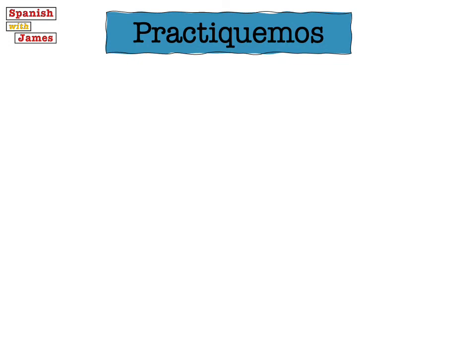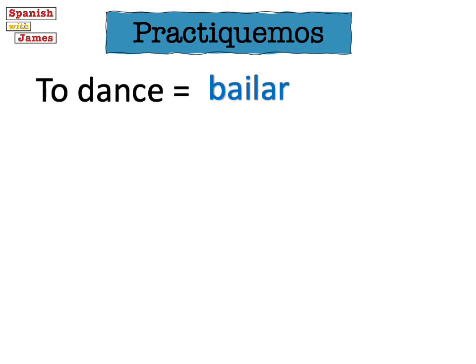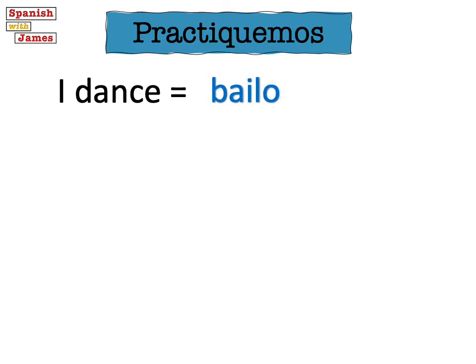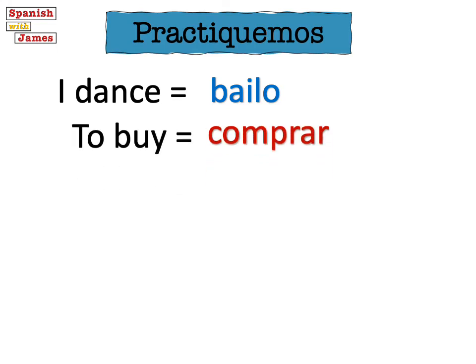Now let's practice this with some different verbs. So let's look at our example again. Bailar, to dance. We know that if we want to say I dance, if we take off that AR, we put our O ending and we get bailo. So we're going to practice some different verbs, but only using the I ending. So we're only going to try and change it from the infinitive, the to something, and put it into the I form in the present tense. So for example, to buy is comprar. How would we say I buy? Give it a few seconds of thought. What do we need to do? So we take off the AR and then we add our O ending.